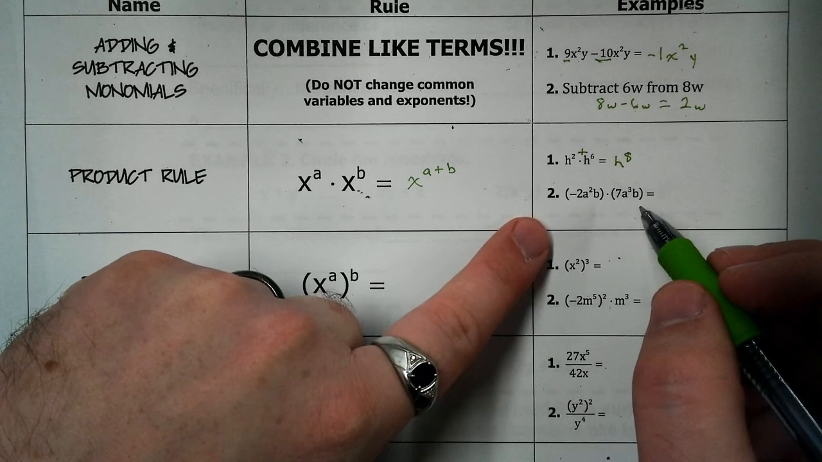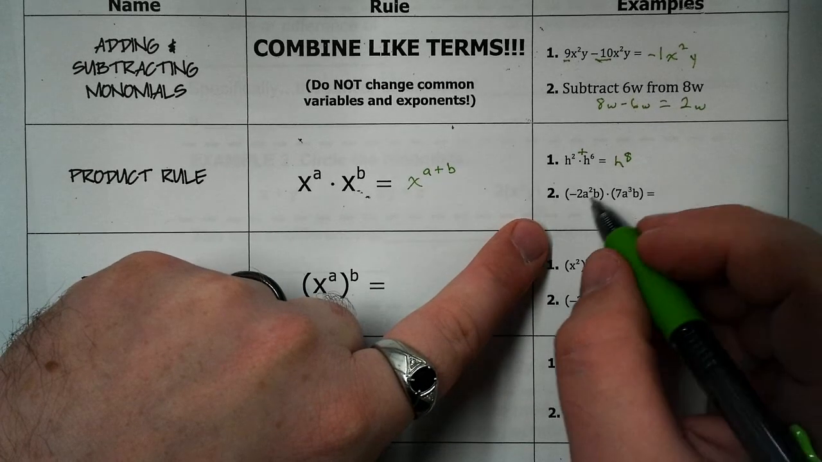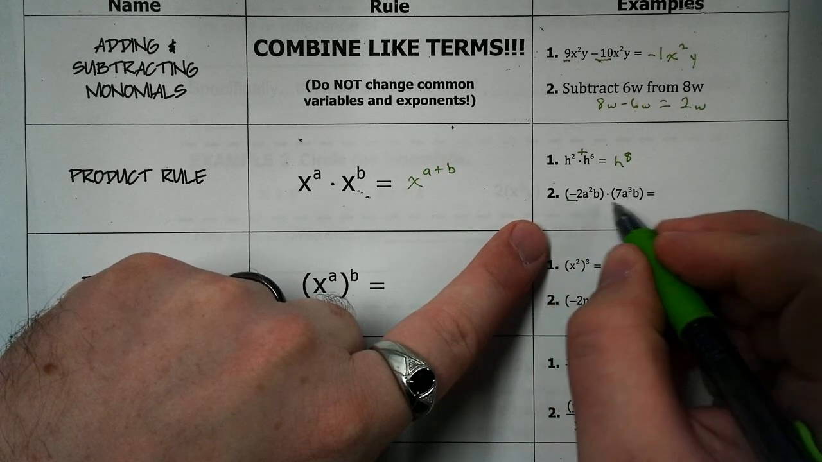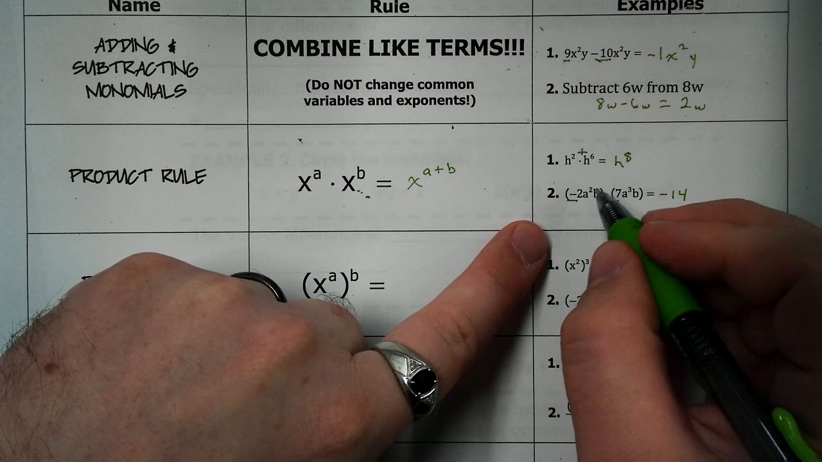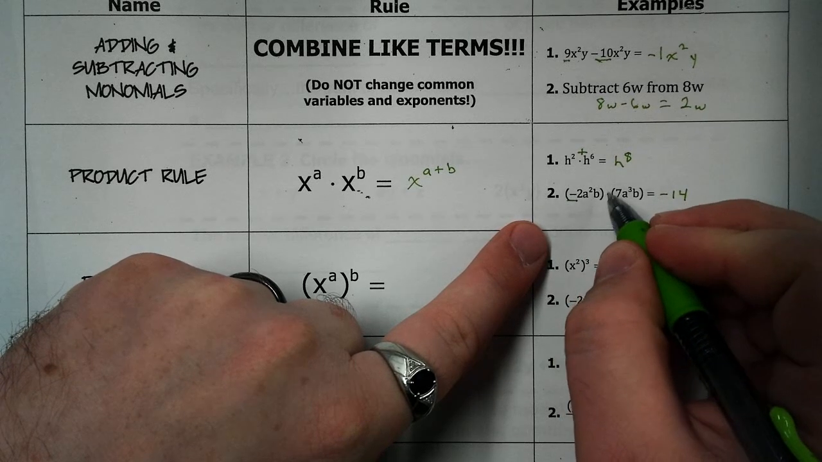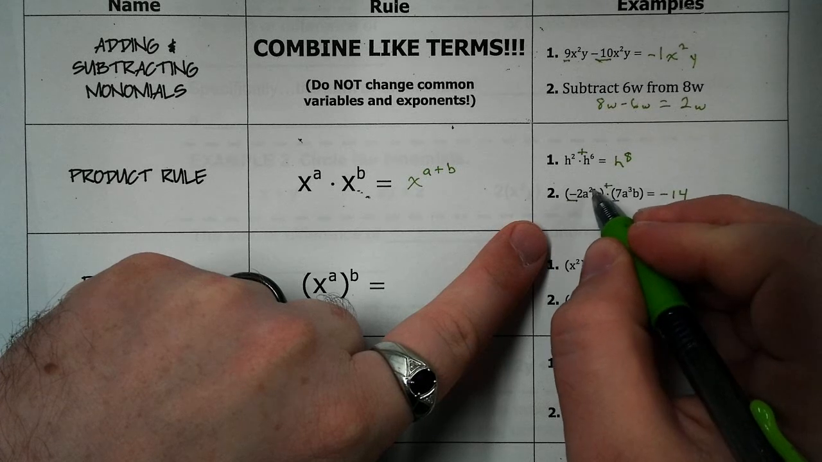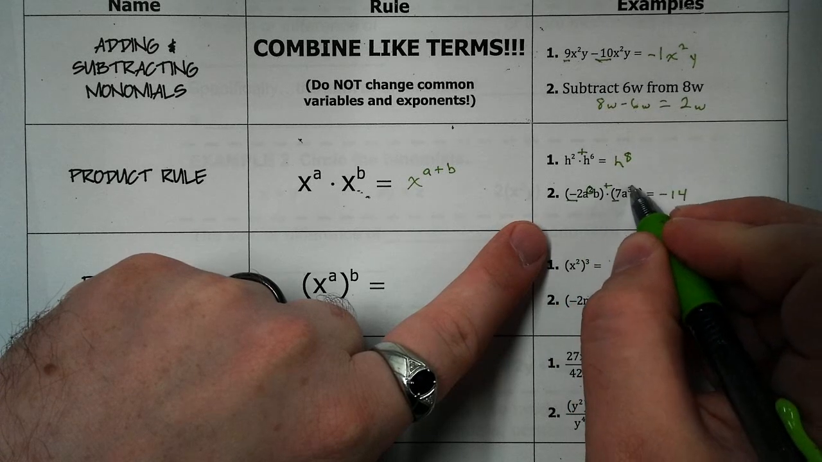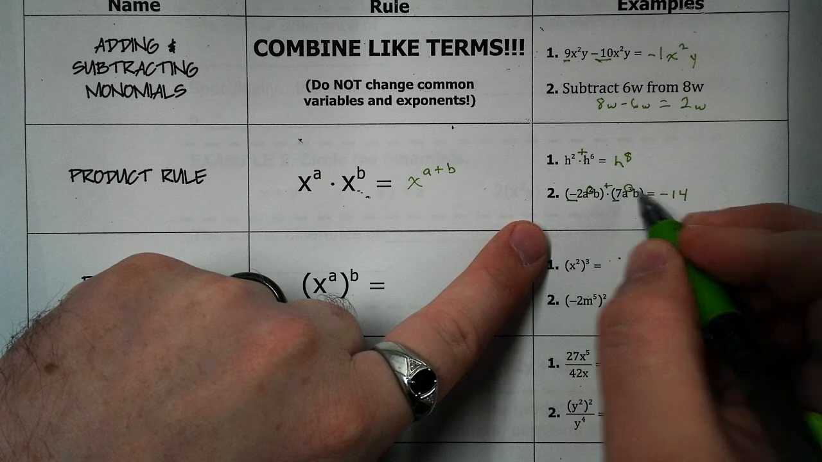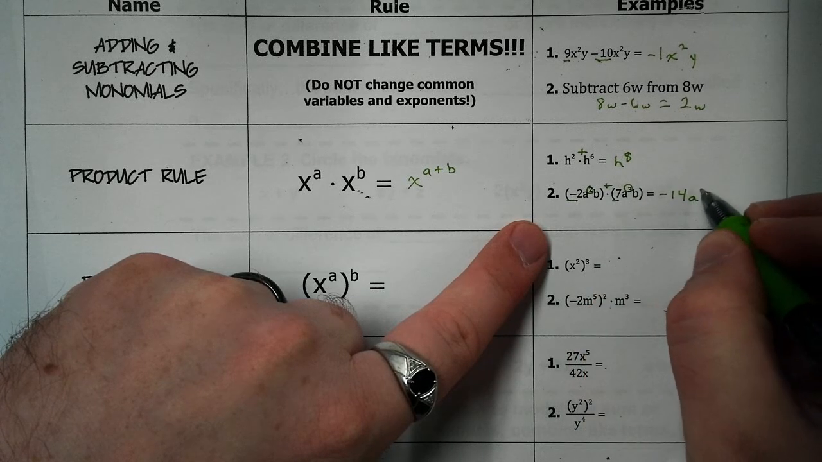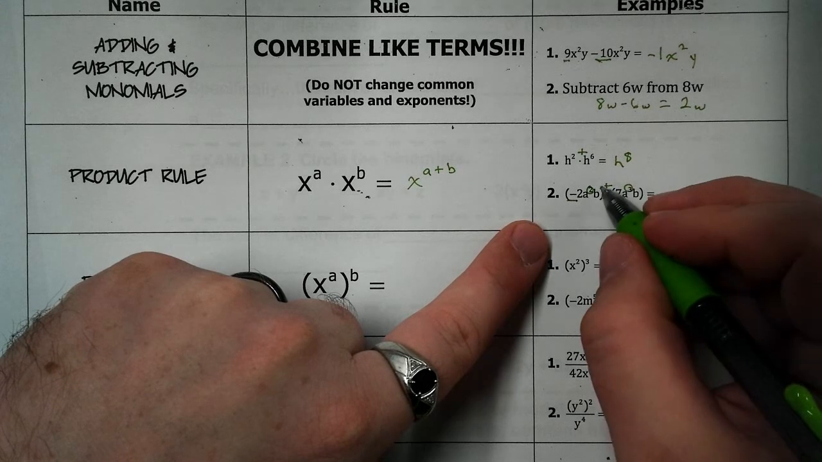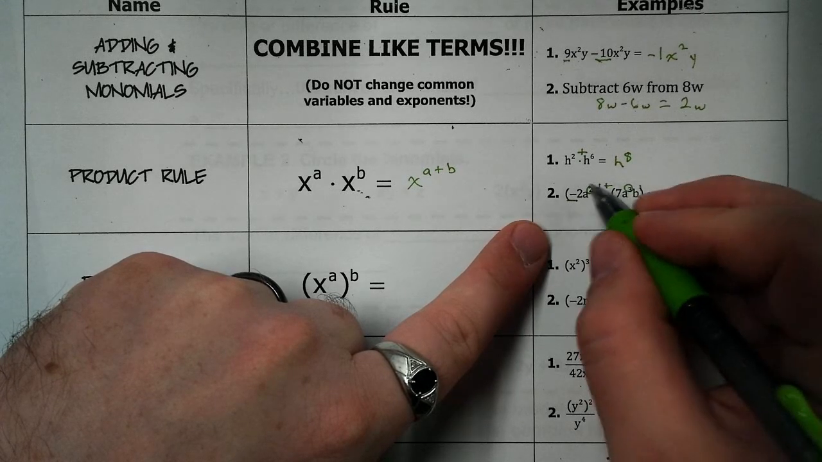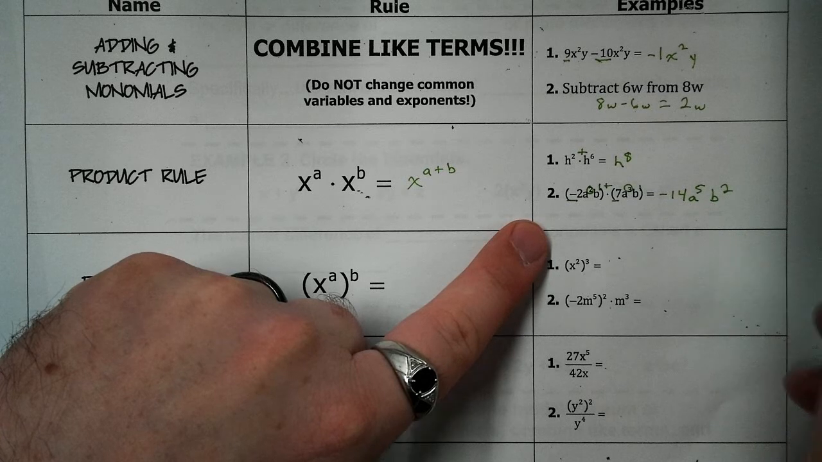On this one, we've got coefficients and variables. Do the coefficients first. So multiply negative 2 times 7, and you get negative 14. Now get the a values. This is the product rule, so we're going to add them. I have 2 here, I have 3 here. 2 plus 3 is 5, so it's going to be a to the 5th. And for the b values, I've got 1 here, I've got 1 here. 1 plus 1 is 2, b to the 2nd.